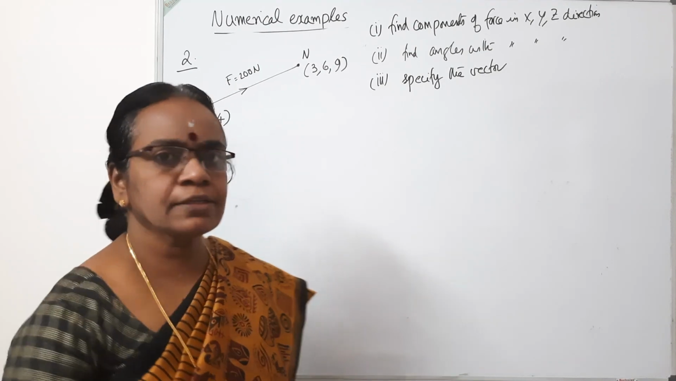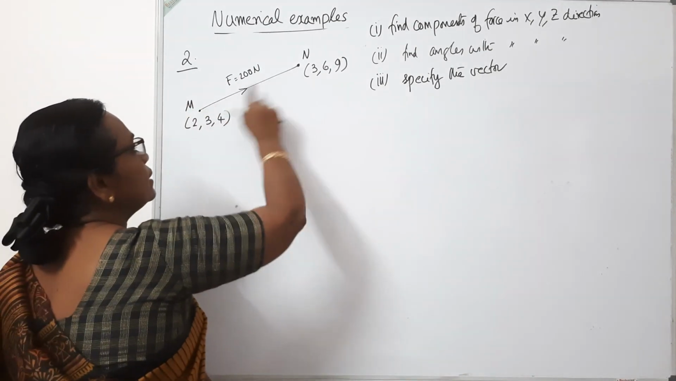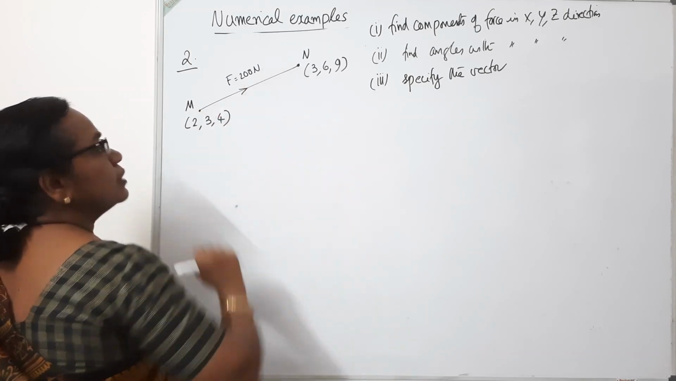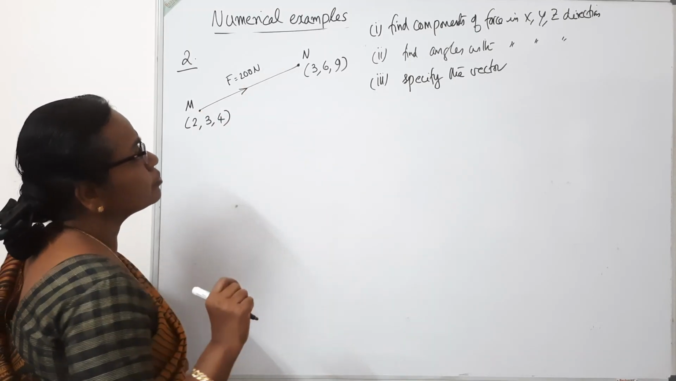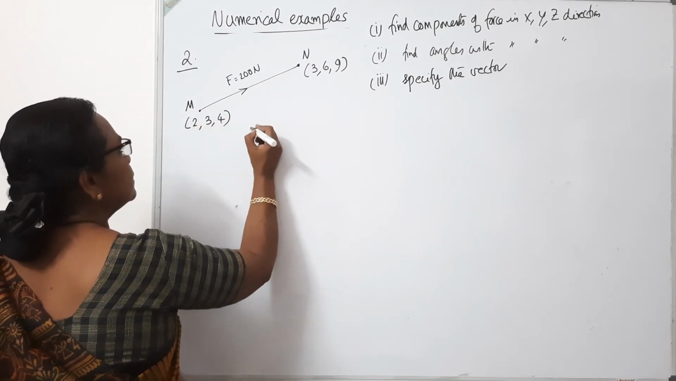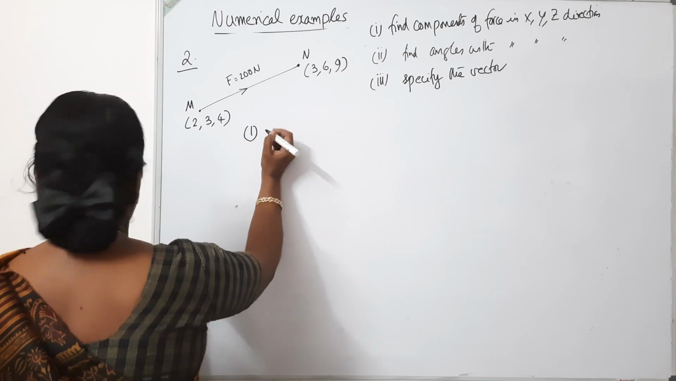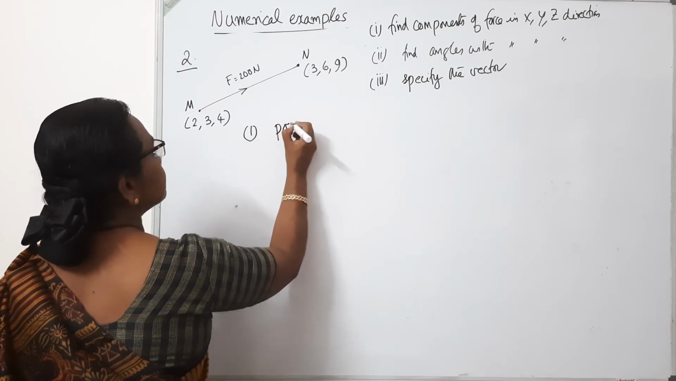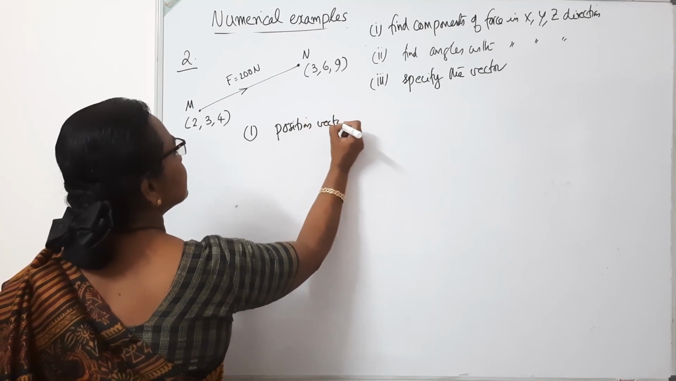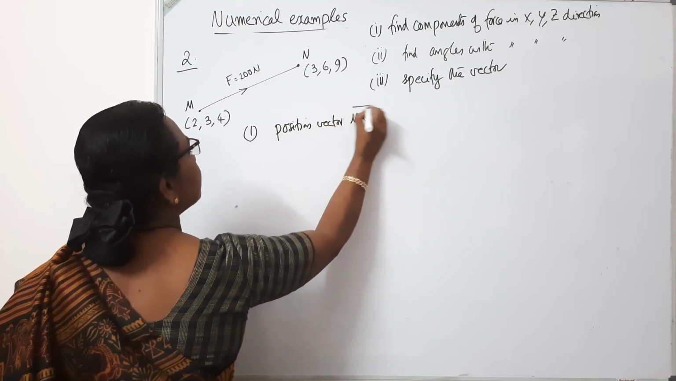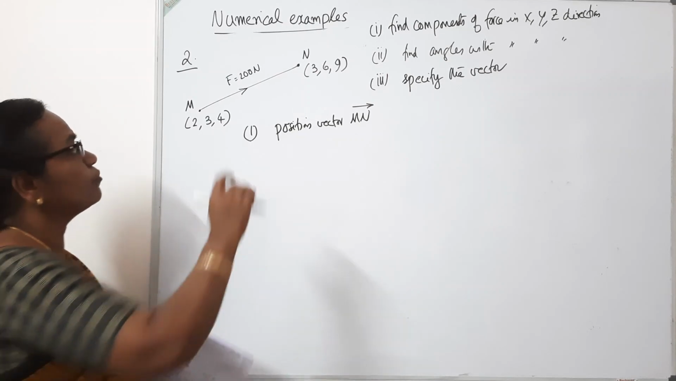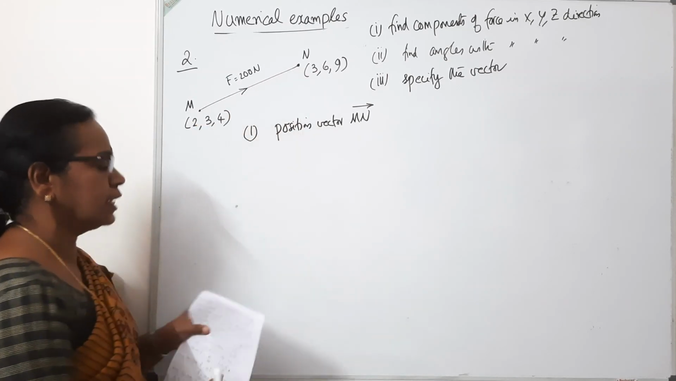So we have a question like this. A point M and N, a force vector is connecting these two. So this is the direction of the force along MN. So you have to find the force components. So here this point and this point. First step is we have to find out the position vector MN. Position vector MN means the position of point N with respect to point M.